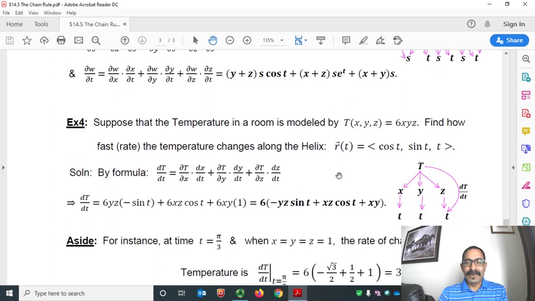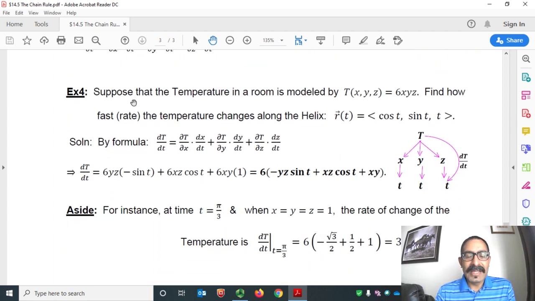Let's do example 4. Suppose that the temperature in a room is modeled by a function of 3 variables, T, which is given to us as 6xyz, and the question is to find how fast the temperature changes along the helix curve given by r(t) equals cosine t, comma, sine t, comma, t. That is, x is cosine t, y is sine t, and z is t. Great. Let's begin the solution.